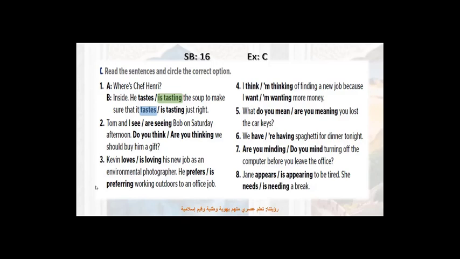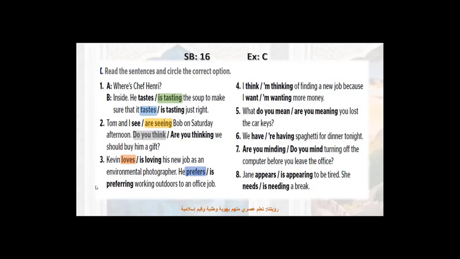Tom and I are seeing Pop on Saturday afternoon. Do you think we should buy him a gift? Number 3. Kevin loves his new job as an environmental photographer. He is preferring working outdoors to an office job. He prefers. Yes.